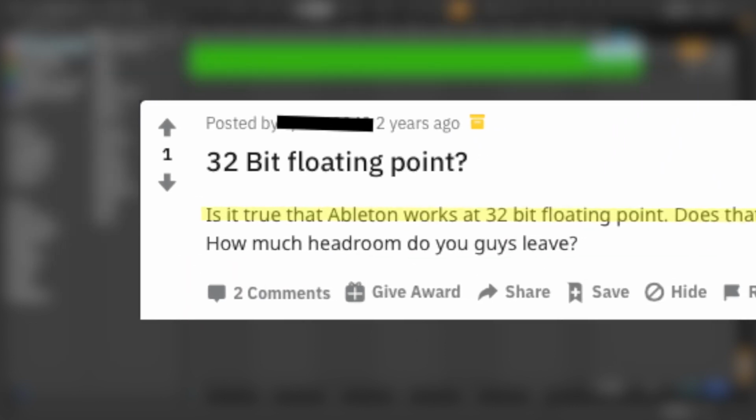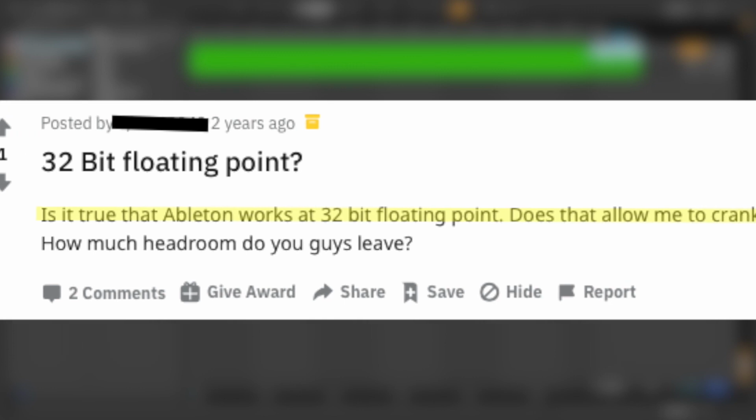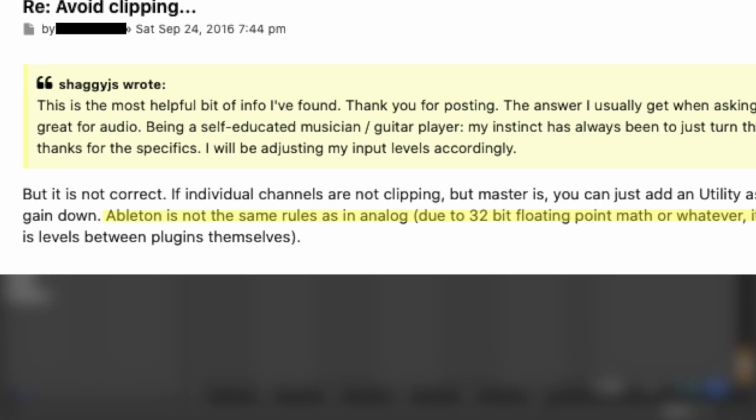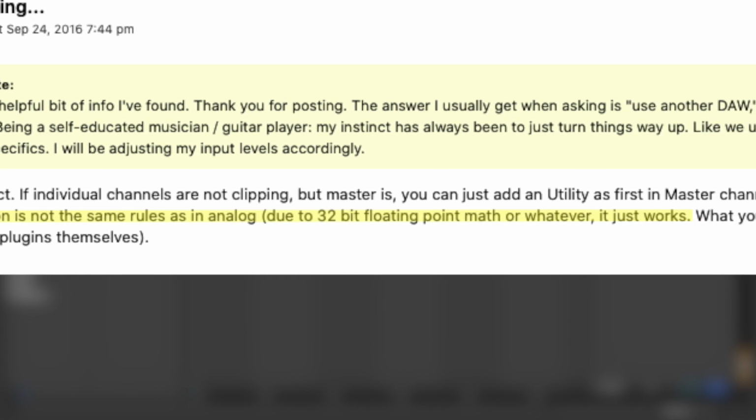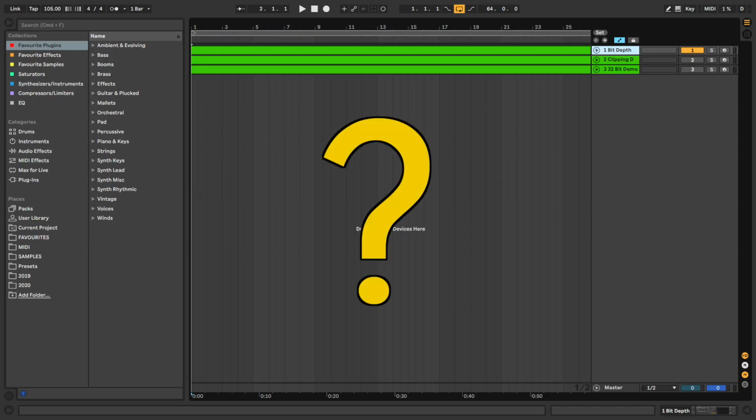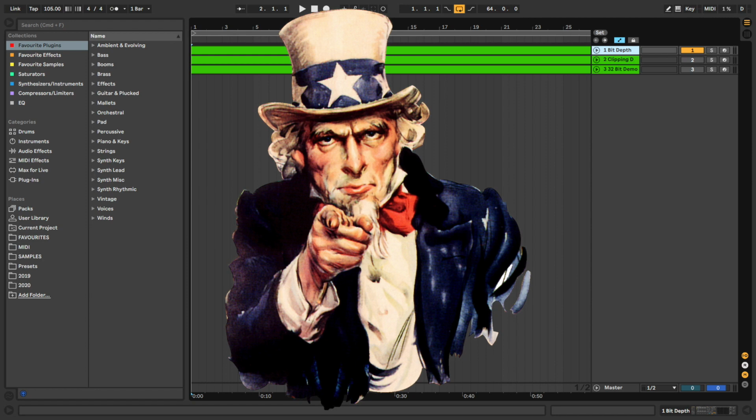Is it true that Ableton works at 32-bit floating point? Does that allow me to crank up the headroom? Ableton is not the same rules as in analog due to 32-bit floating point math or whatever. It just works. But what exactly does all this mean? And more importantly, what does it mean for you as a music producer? Let's find out.